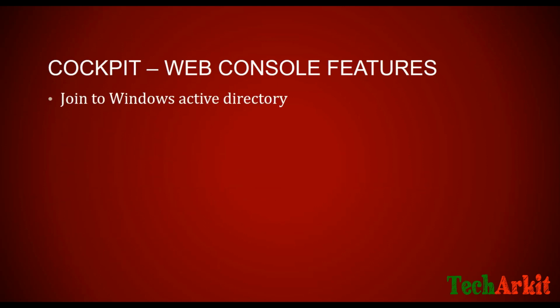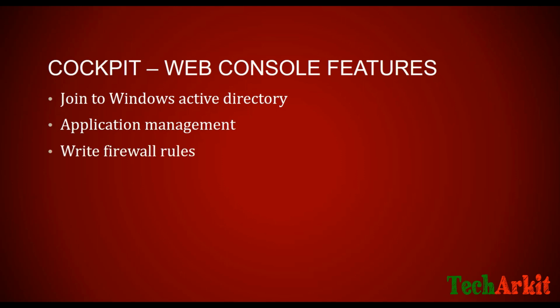Next one is joining to the Windows Active Directory domain. This is something which is typically done on the command line, but here it's straightforward. You just give the domain name and the username and password of the Active Directory, and it's joined to the domain. Application management only works whenever you have a subscription to Red Hat, otherwise it won't work. Okay, next one is writing firewall rules.